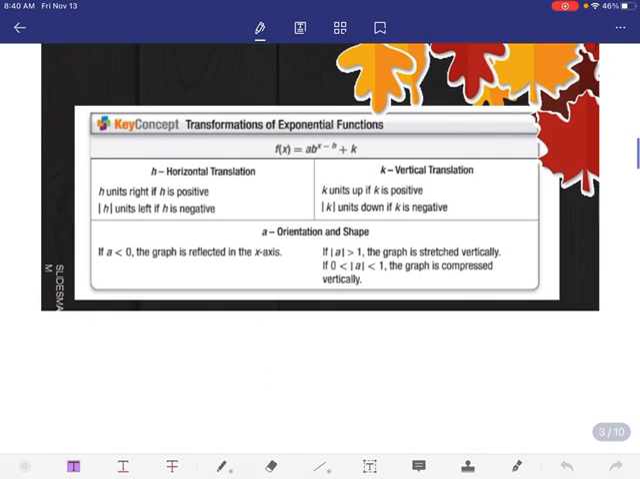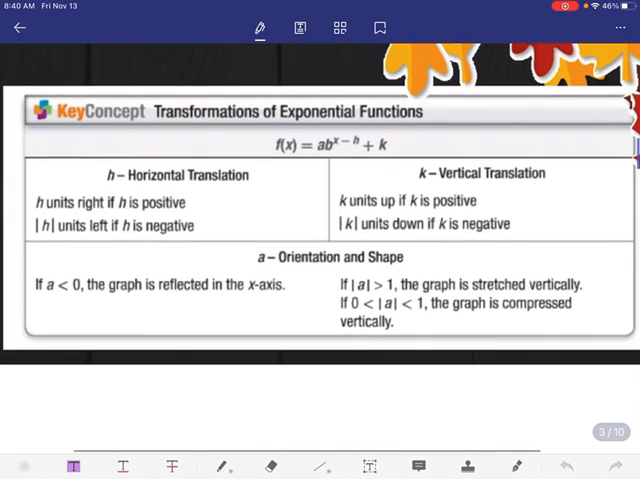Alright, so when we're looking at our transformations, remember that these transformations are going to be pretty much the same with any of our functions. We have horizontal and vertical translations, and then we can either reflect things, and then we can also compress or stretch them. So if it's inside of our exponent, it's going to move it left and right. If it's down below, it's going to move it up and down. And then if it's an a value being multiplied to the front, that's what's going to stretch or compress it.